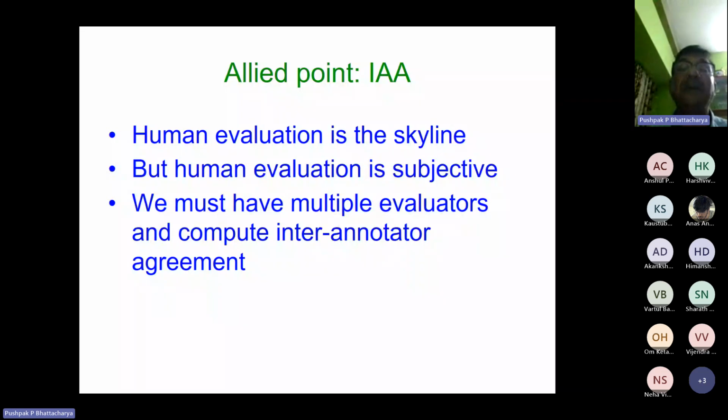An allied point is IAA. IAA is Inter-Annotator Agreement. Human evaluation is the skyline, but human evaluation is subjective. So if I take the adequacy and fluency score from a single individual, that's not enough. We should take from multiple people and then see the annotation agreement. And for that, there is a good statistical measure: Cohen kappa for 2 evaluators, Fleiss kappa for multiple evaluators. So we must have multiple evaluators and compute their inter-annotator agreement either by Cohen kappa or Fleiss kappa.